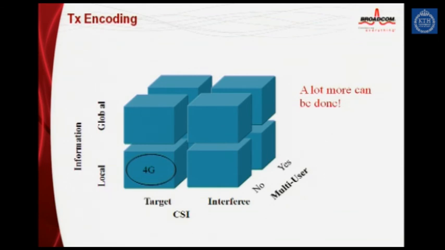And multi-user precoding, transmit encoding for multi-user: at least WiMAX turned out not to support multi-user on the downlink, only uplink. So again, I said no for that. Once again, I think there are many dimensions that can be opened up to make transmit encoding more powerful. And certainly some of it will happen in release 11, release 12, and release 13 as you go forward. But there are many dimensions to be exploited, again at high complexity.